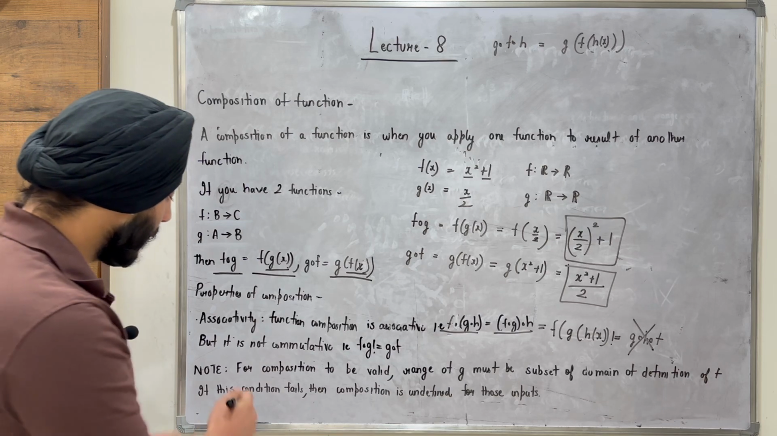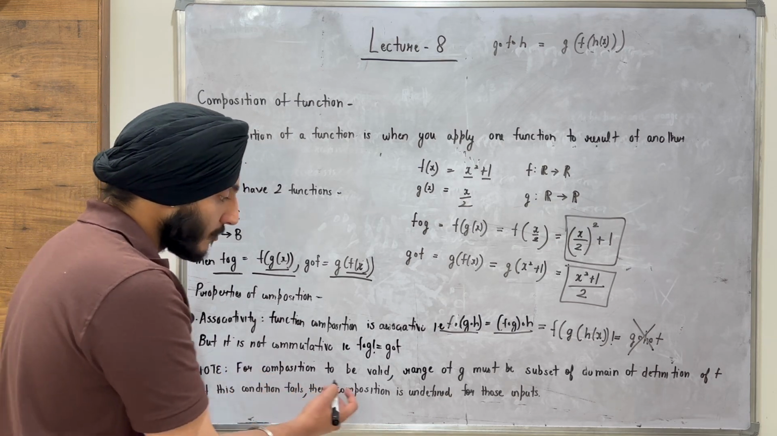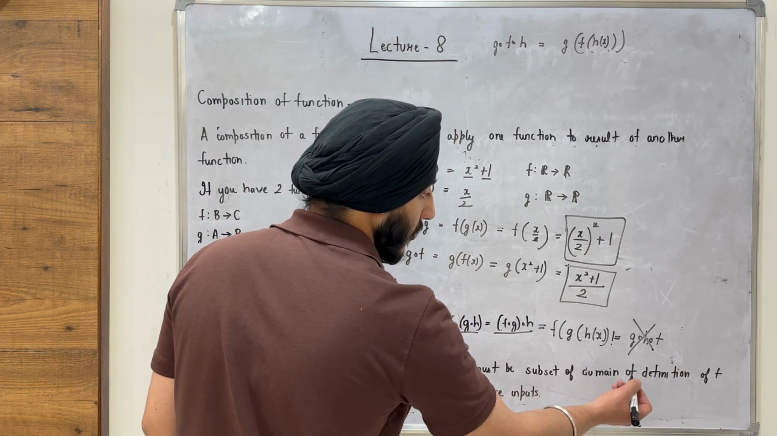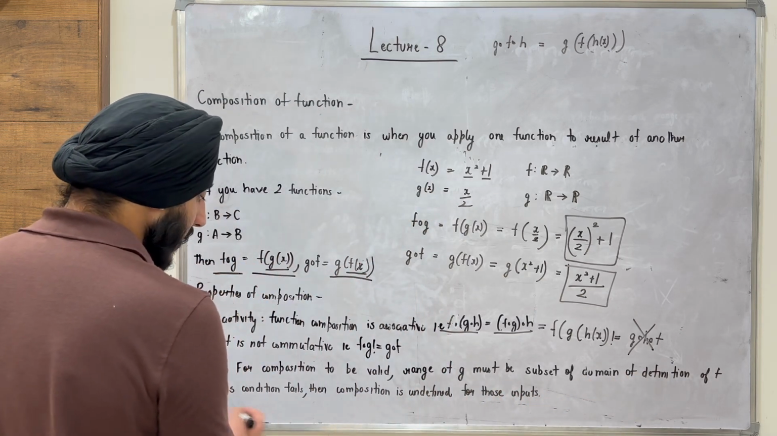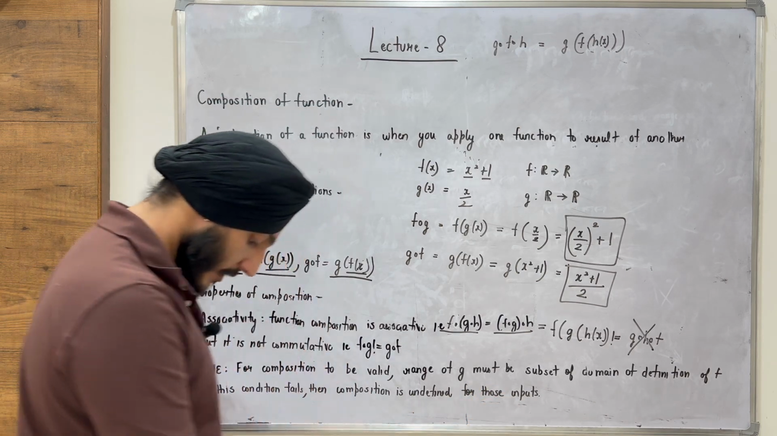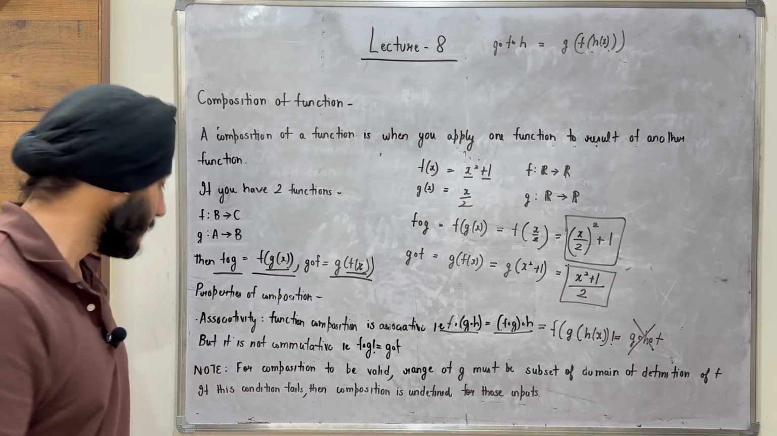Moving on, I have a final note over here. For composition to be valid, the range of g must be a subset of the domain of definition of f. If this condition fails, then the composition is undefined for those inputs. Let's try to understand what this basically means, right?